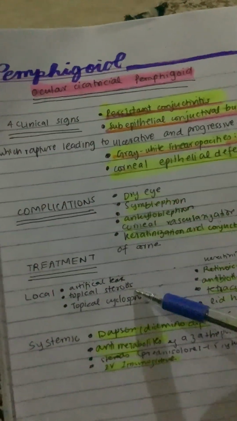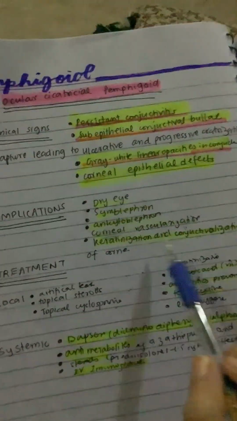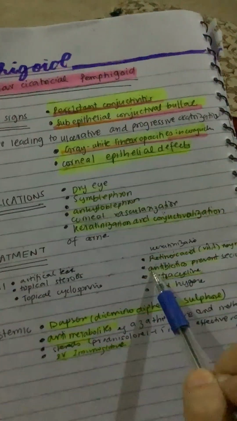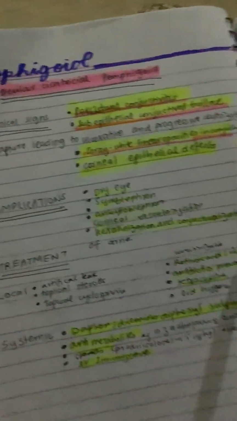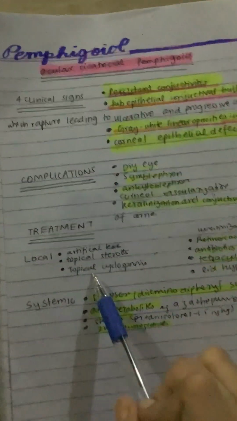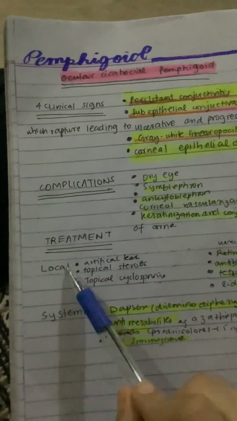What is the treatment? We can use artificial tears, steroids and cyclosporine, or to prevent the keratinization, we can use retinoic acid cream, tetracycline and antibiotics. But the most important treatment is the systemic treatment. This is the local, topical treatment.